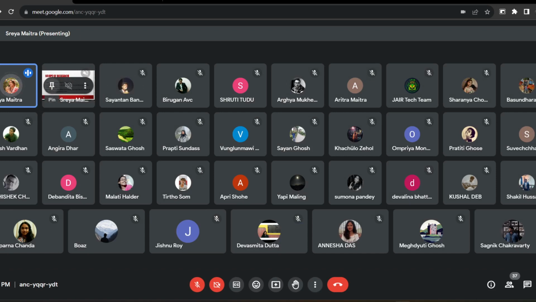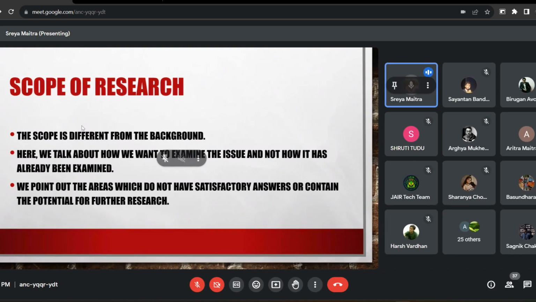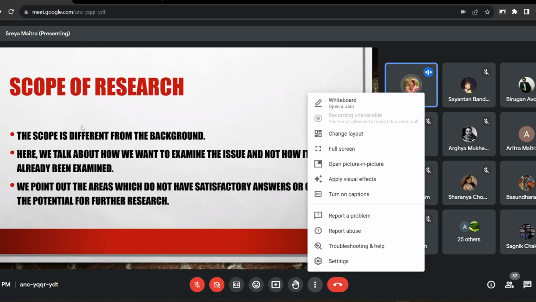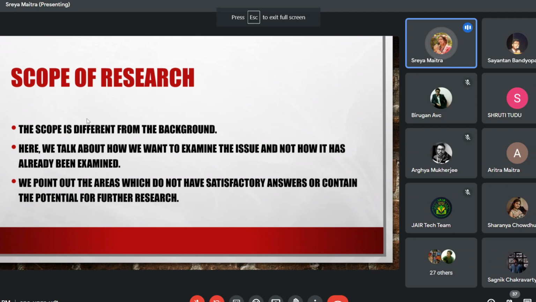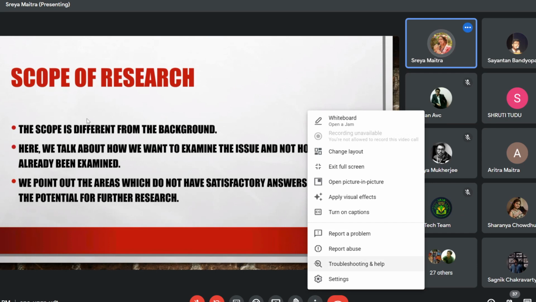Now, the first question we ask is, how is the scope different from background? You've already contextualized the problem in the background. What new is there to talk about in the scope? No, the scope is different because now you are not talking about the problem in general. Now you are talking about the scope of your study, what you are going to study and what you are not going to study.